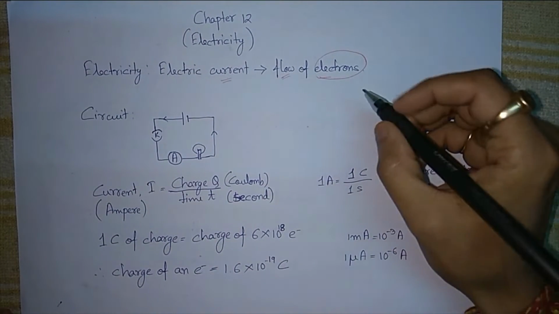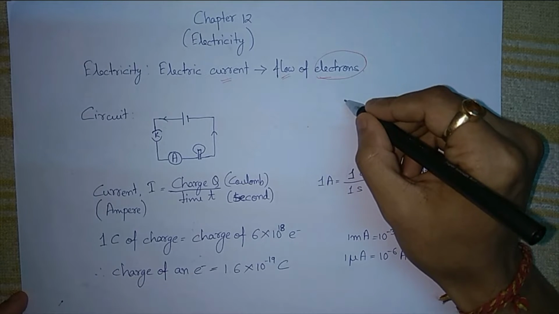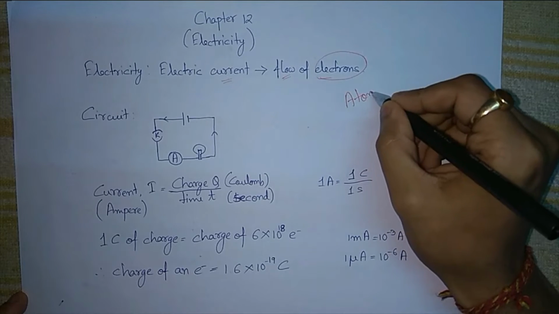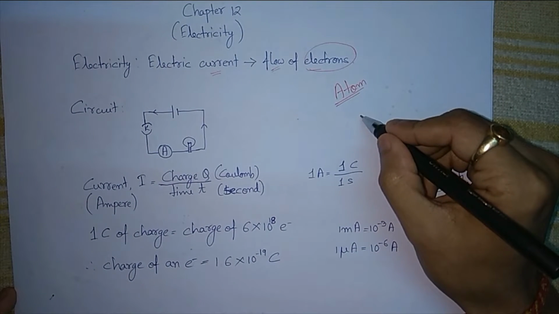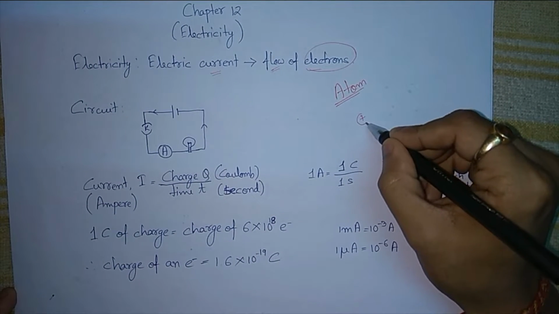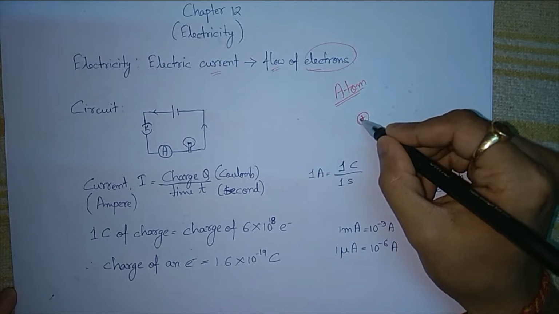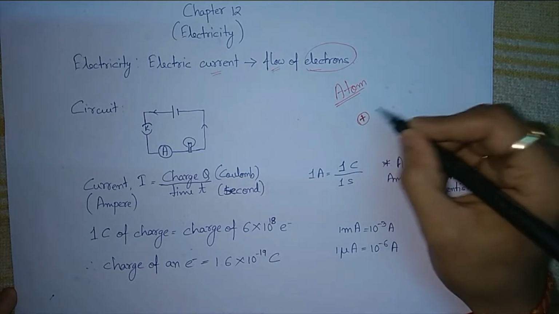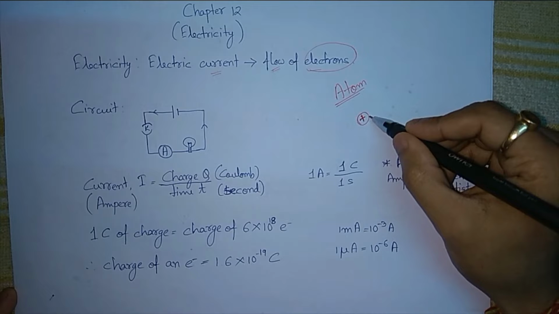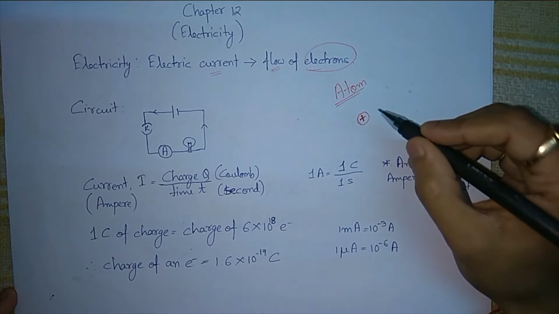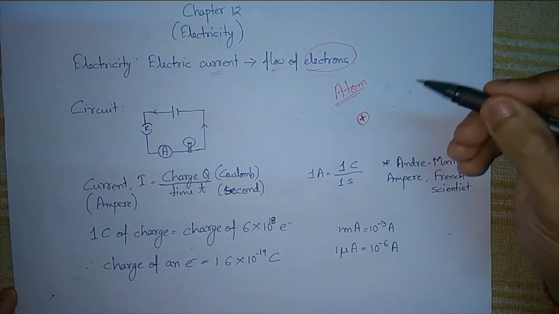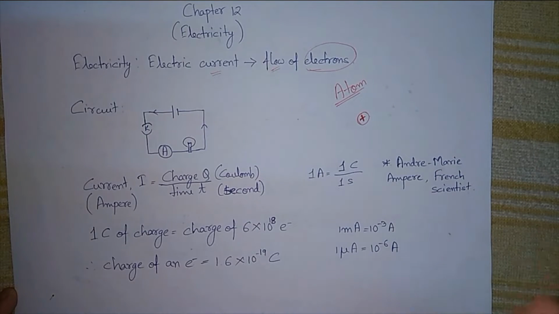So let us consider an atom. I am going to draw an atom. Inside the center of the atom we find the nucleus. We all know that the nucleus is positively charged, that's why I have written plus here. Now the question comes here: why is the nucleus positive?